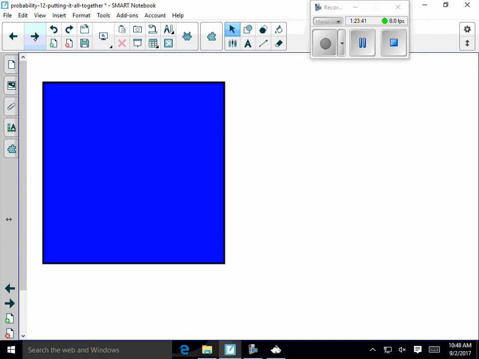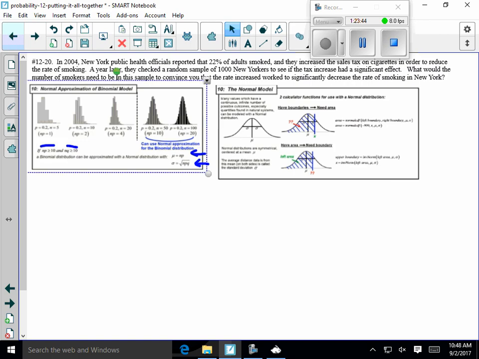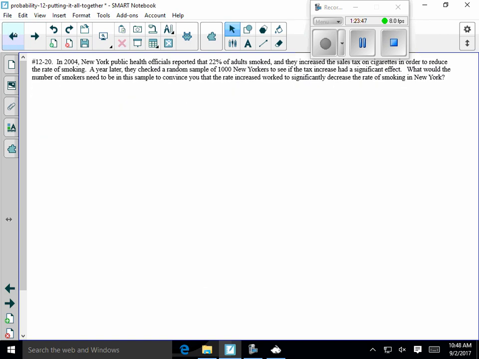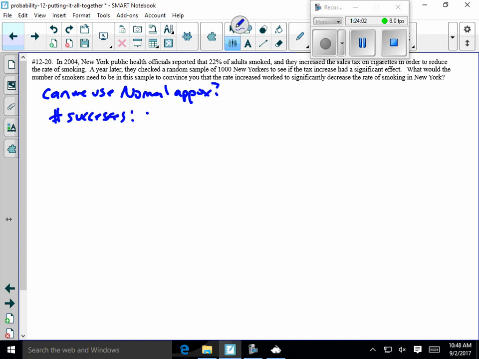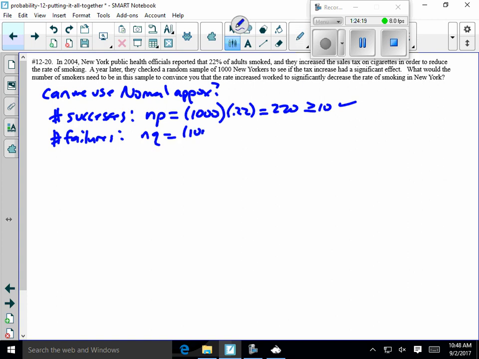So let's check this problem. Let me actually get rid of this. Actually, let me just go back to the problem statement. We'll do it here. Okay. So first of all, can we use a normal approximation? We have to check the number of successes, so that would be n times p. We have 1,000 people, right? If 22% of them smoke, we would expect there to be 220 smokers. That just has to be at least 10, and so that's definitely true. We also should check the number of failures. That would be n times q, so that would be 1,000 times the remaining, let's see, what is that?